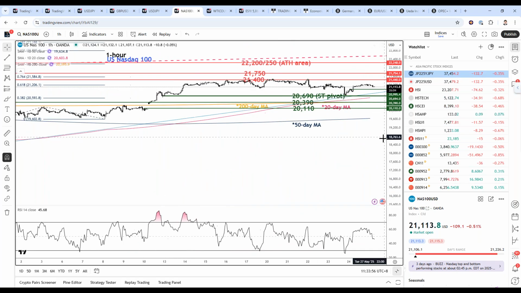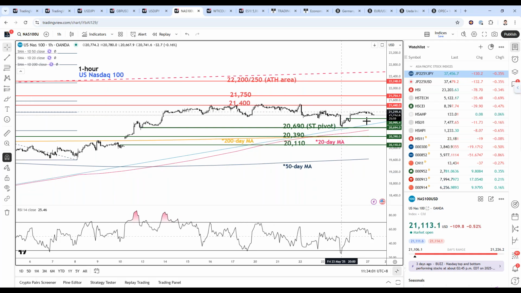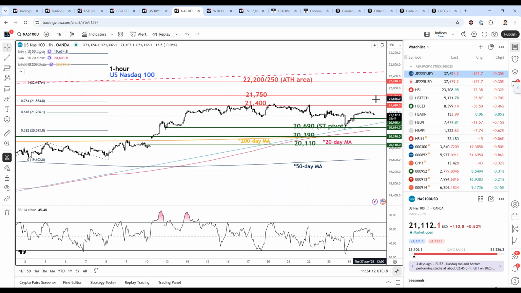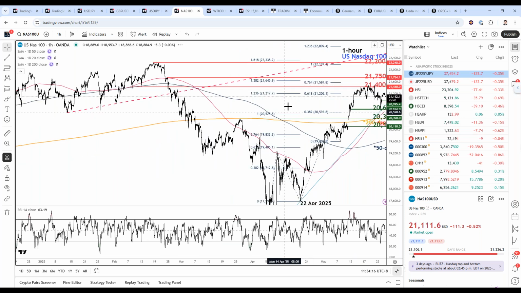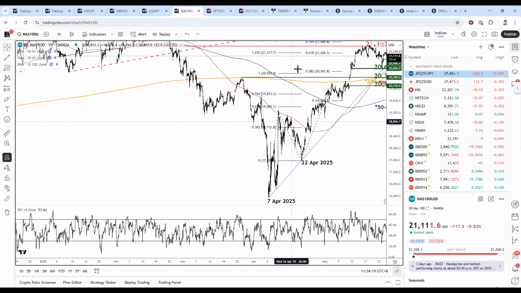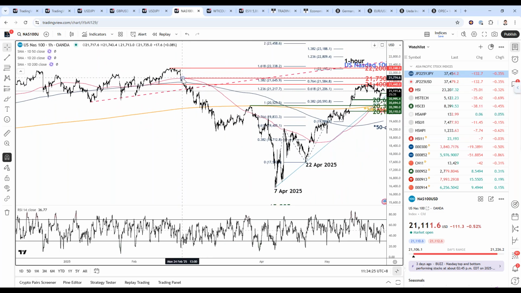So we are still maintaining that intraday trend bullish bias for this potential recovery scenario to play out on the Nasdaq 100. The first resistance to surpass will be 21,400, and above it we may see 21,750 coming in next, which is very close to the 1.382 Fibo extension taken from the low of 7th of April, as well as this minor swing high area of 24th of February this year.